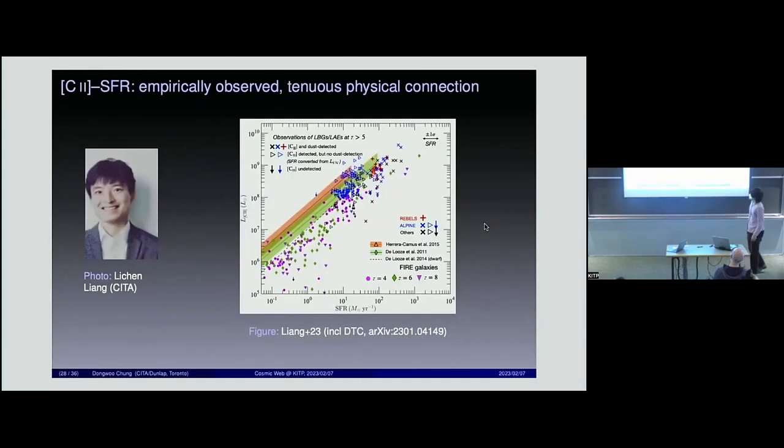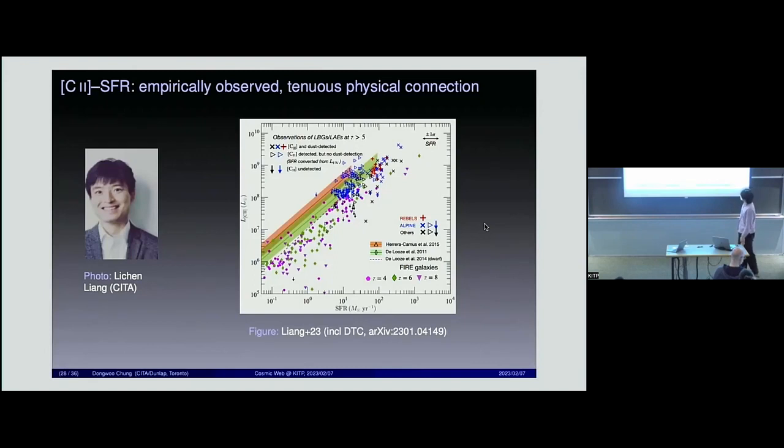So coming back to this C2 star formation rate relation, it is true that we empirically observed it, but the physical connection seems somewhat tenuous because C2, in fact, emerges from all kinds of different phases of the interstellar medium. It doesn't just arise from regions nearby to star-forming regions, it originates from the more diffuse neutral and ionized phases of the interstellar medium. So even though we observe this empirically, it's not clear what the physical connection is between these two variables.